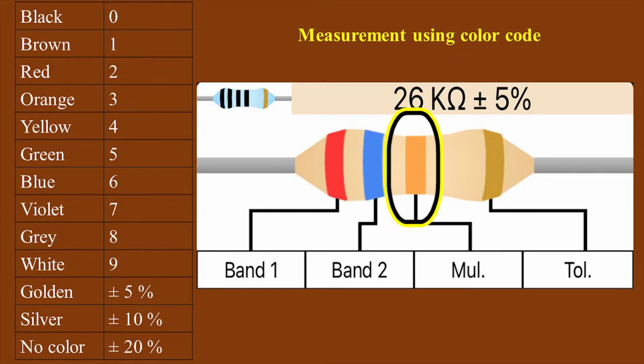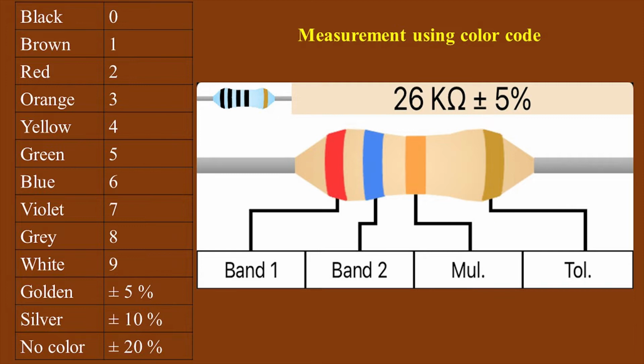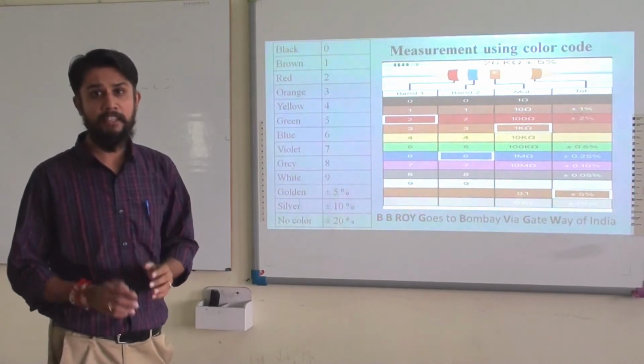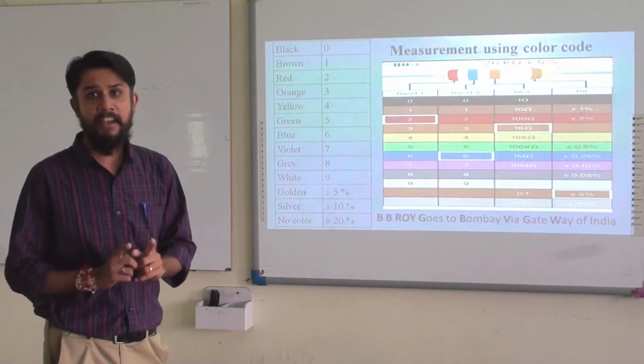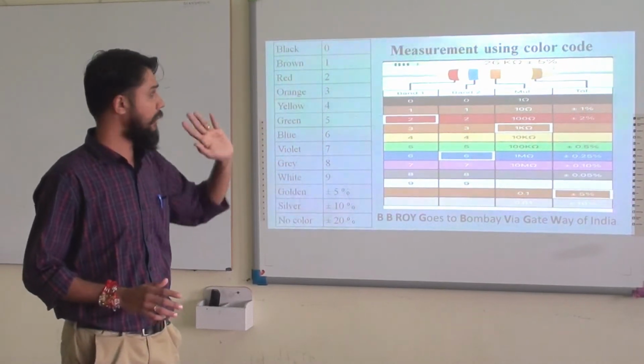Then the third band is orange. Orange is showing 3, means 10 to the power 3. So it is in the kilo ohm range, and golden is the tolerance limit of 5%. So the cumulative value is 26 kilo ohm plus or minus 5%. Means it is showing that the value of resistor may vary 5% plus or minus around 26 kilo ohms.